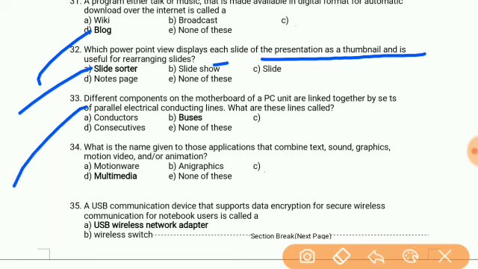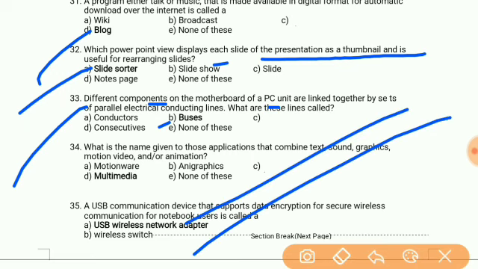Then different components on the motherboard of a PC unit are linked together by sets of parallel electrical conducting lines. What is this called? Buses. Different components on the motherboard of a PC unit are linked together by sets of parallel electrical conducting lines, and this is called buses.